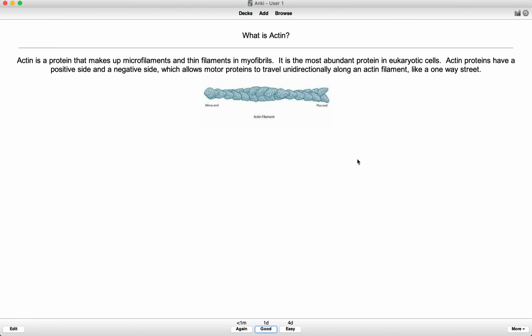Actin makes up microfilaments, and it's also found in the thin parts of the myofibrils. It's involved in the function of flagella and cilia. And actin is involved in interacting with myosin to generate muscle movement. Oh, that's the other one. It just goes positive, negative side. That was the other one. Actin protein, positive, negative side. Actually along actin.